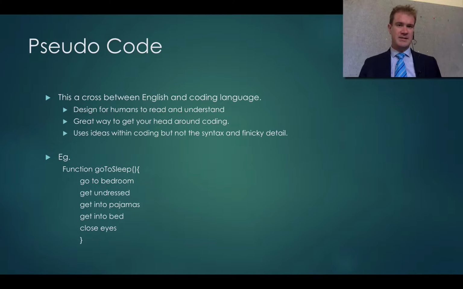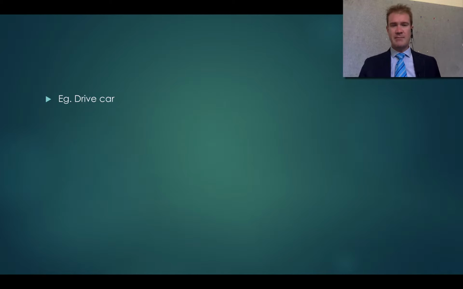We're going to look at a couple of examples of pseudocode. For example, driving a car. Give it a go yourself. Try and write down in pseudocode the basic steps for driving a car, and then we'll come and have a look at one idea of how that might look.